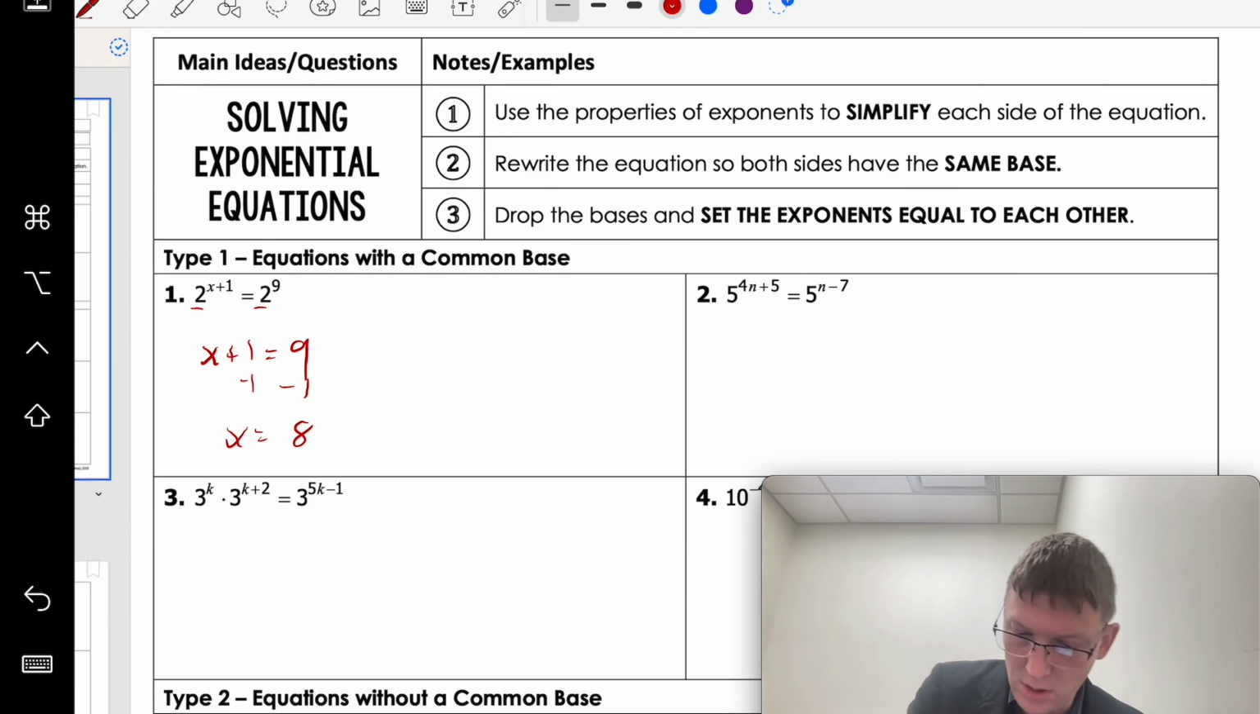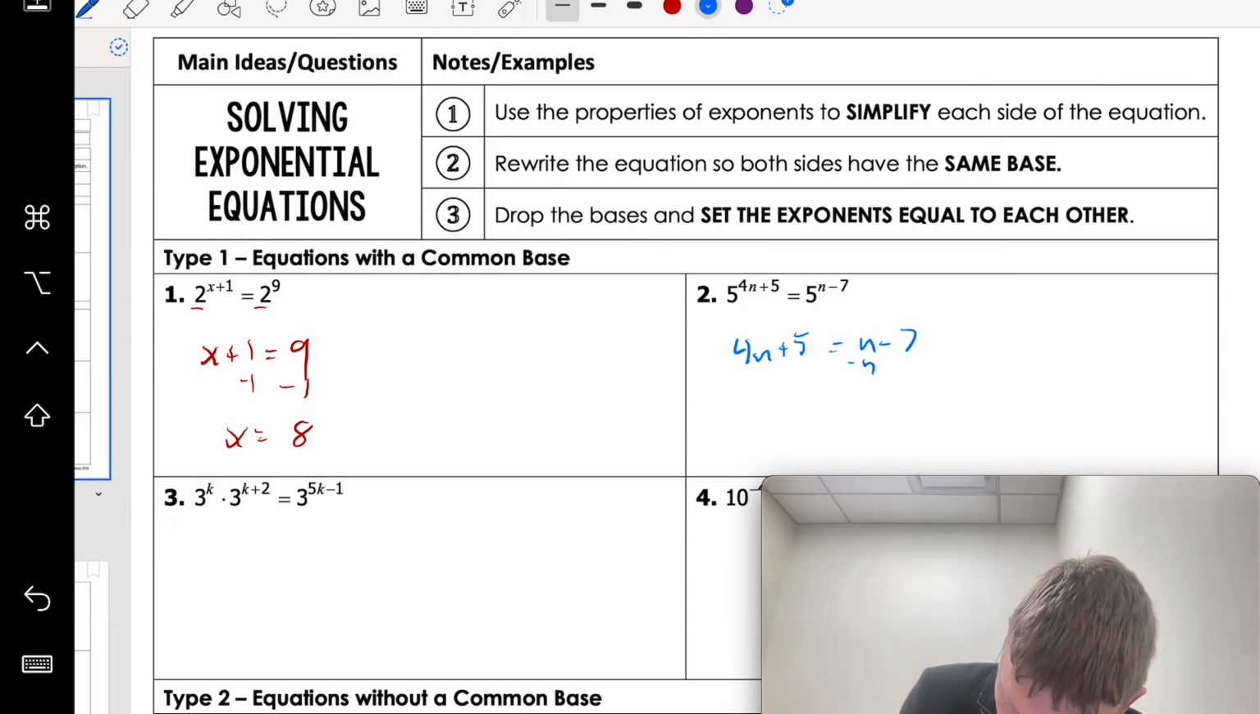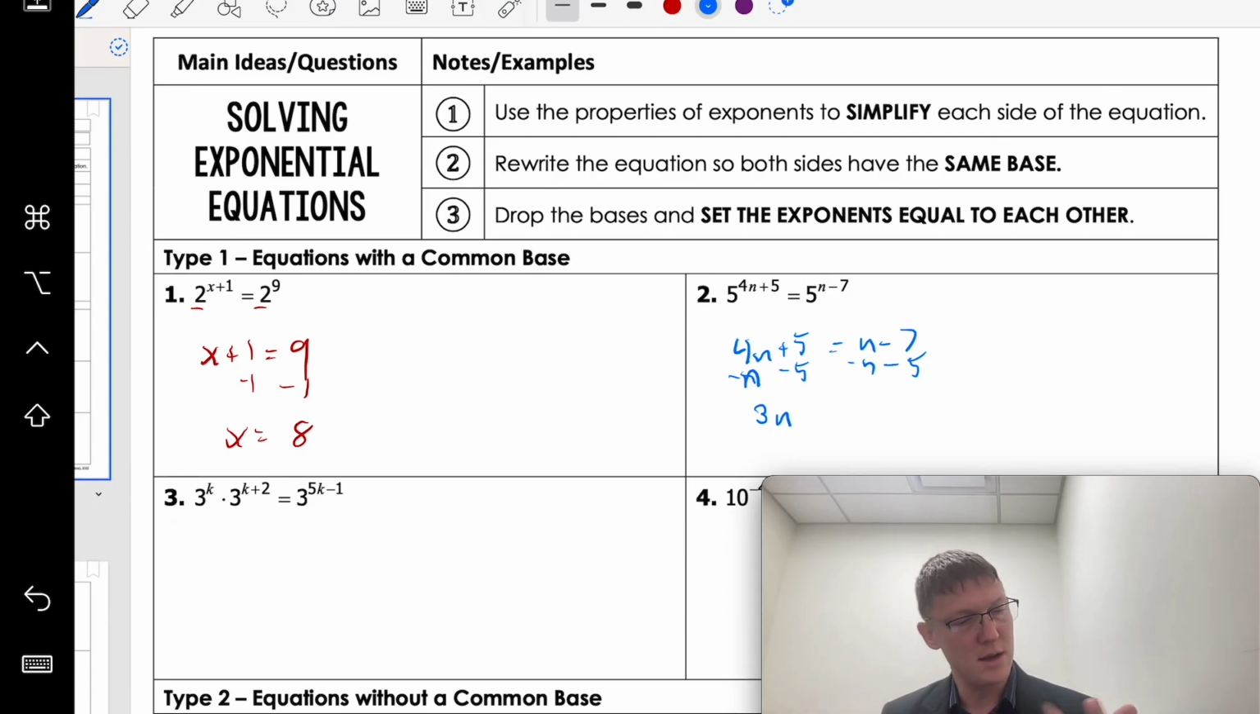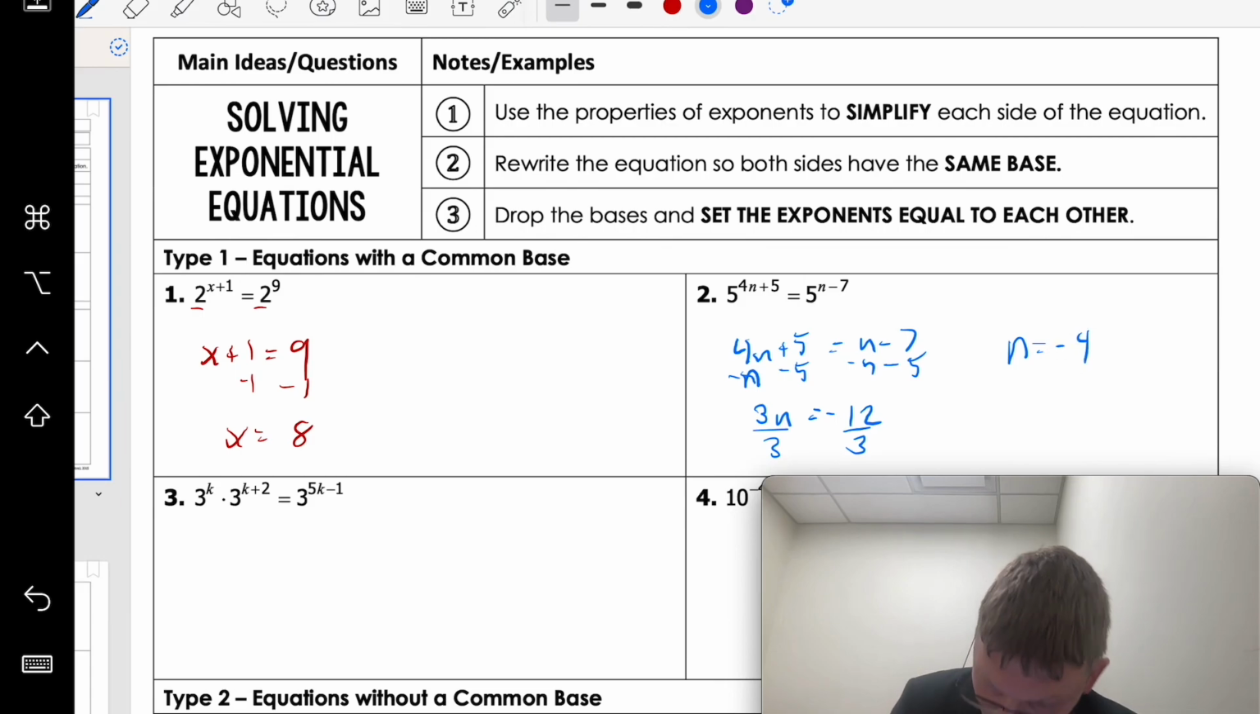So same thing for number 2. We've got 5 raised to whatever equals 5 raised to whatever. So we're going to drop the bases, and we're going to say 4n plus 5 equals n minus 7. And then from there, you're going to put all of your variables to one side, all your numbers to the other, and then solve just like normal. So we're going to move the n over to the left. Now we have 3n. We're going to move the 5 over to the right: negative 7, negative 12. Equals negative 12. We're going to divide both sides by 3. And then we have n equals negative 4. So for this part, it's that easy.